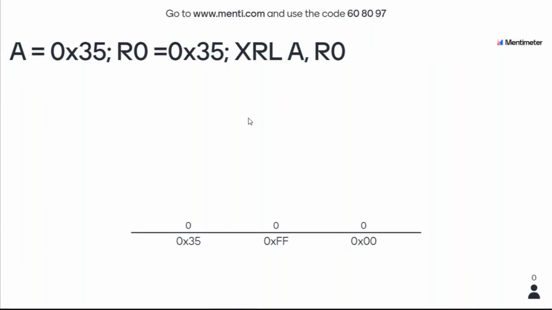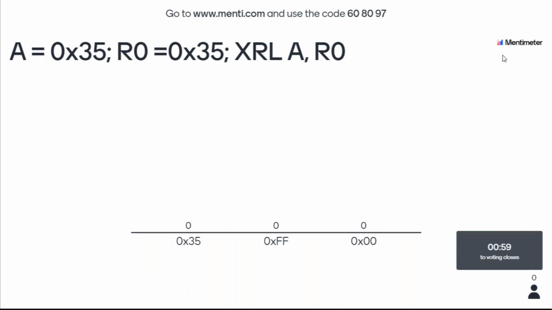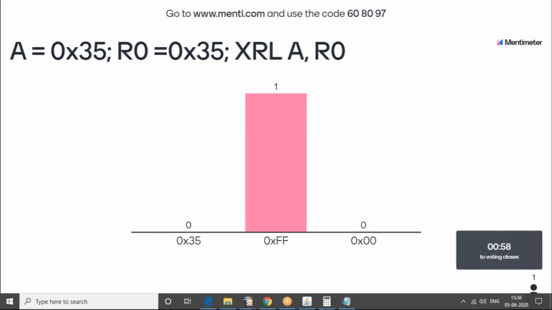Now this is the question which I wanted to start with. This is an XOR. The XRL operation does an XOR of two values. A has a value 35 and R0 has a value 35. Now we will try to XOR A comma R0. I have a stopwatch running for a minute. Thanks for answering. Please keep answering quickly so that we have more stuff to discuss.